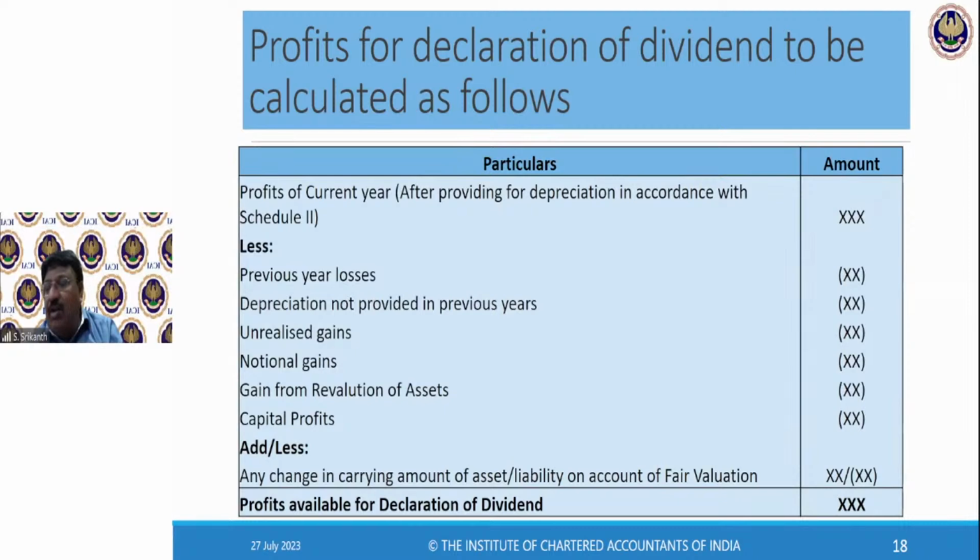Gain from revaluation of assets: you cannot declare dividend out of revaluation reserve, or use the gain from revaluation of assets for declaring dividend. Similarly, capital profits cannot be used for a dividend. Pure capital profits, profits that are linked to capital items, like on forfeiture of shares, there's a capital reserve. On merger, there might be a capital reserve. You can't use that for declaration of dividend.